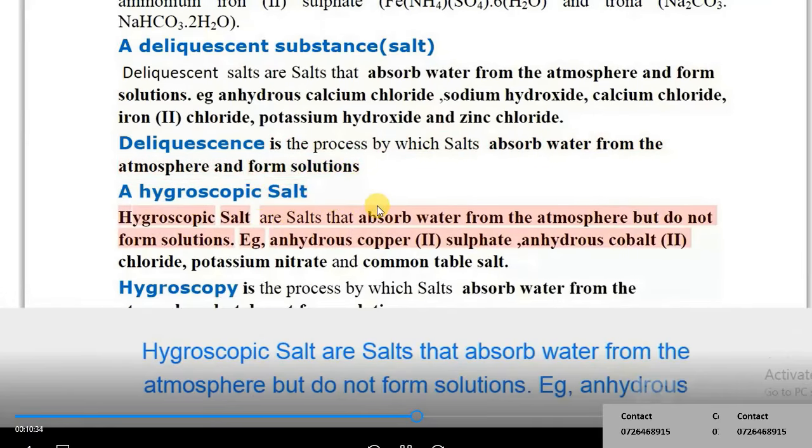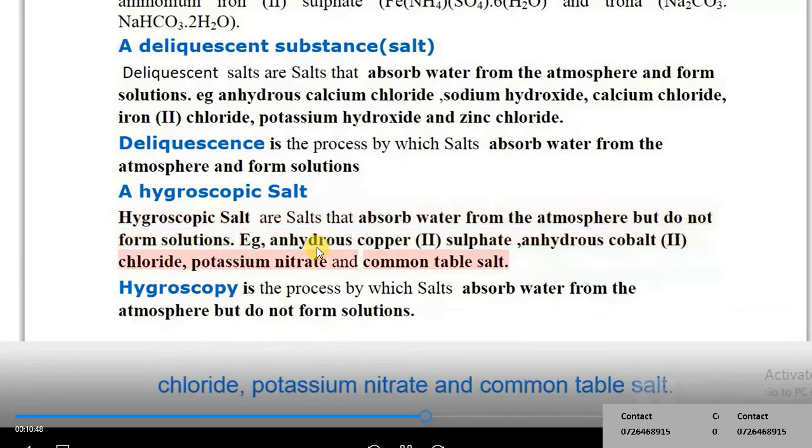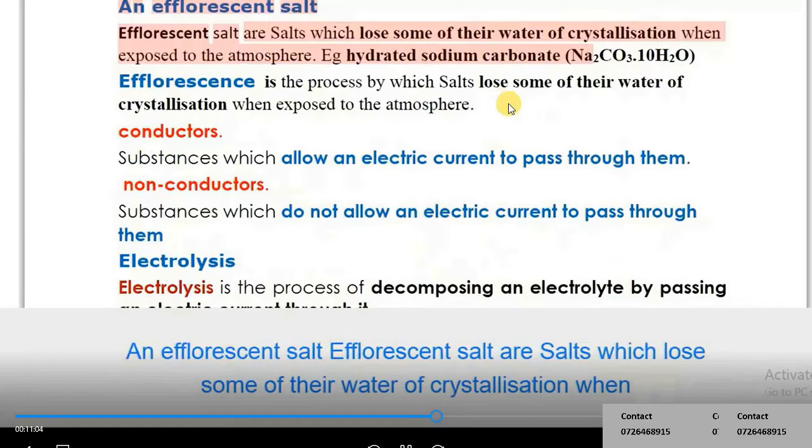So let's look at hygroscopic. Hygroscopic substances or salts are salts that absorb water from the atmosphere, yes, but do not form solutions. Examples are anhydrous copper 2 sulfate, anhydrous copper 2 chloride, potassium nitrate, and common table salt, sodium chloride. Therefore, hygroscopy is the process by which salts absorb water from the atmosphere, but they do not form a solution.